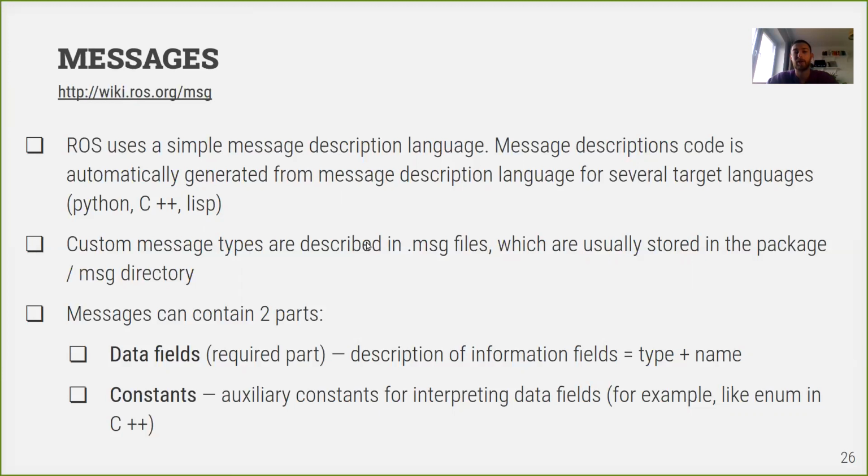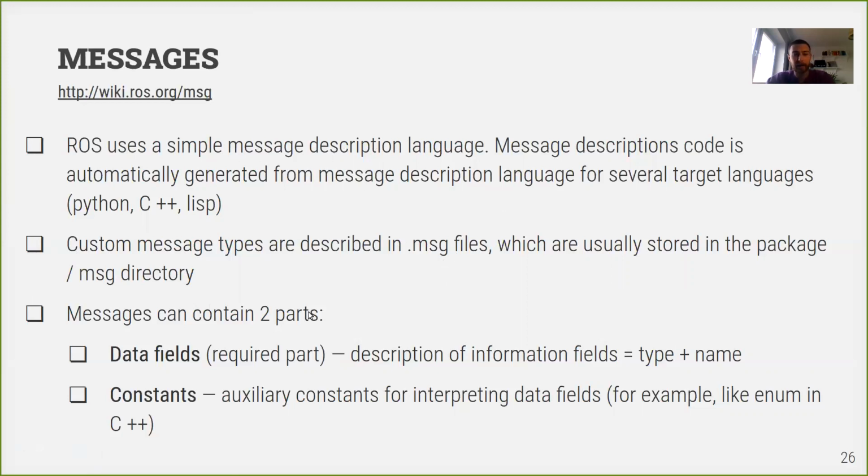Custom message types are described in files with MSG definition, and usually we store them in the msg directory within our package. So if we want to add our custom message, and we will do that today, I hope, we just create a directory within our package and put specific files with the message description into this directory.